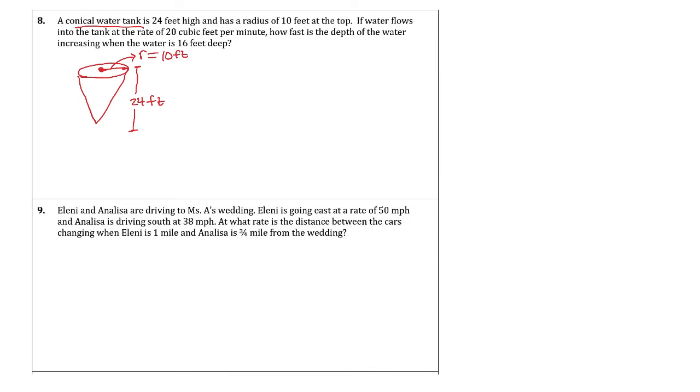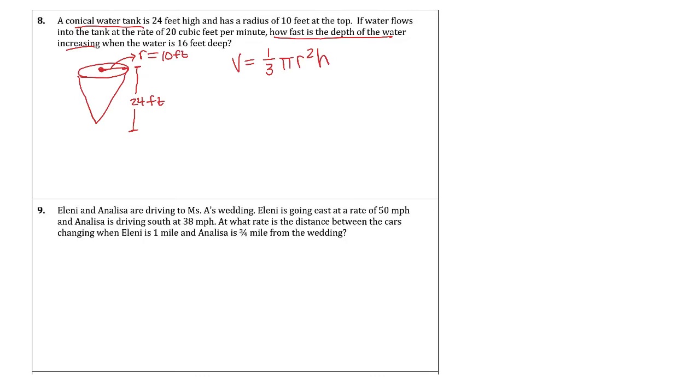So if water flows into the tank at a rate of 20 cubic feet per minute, how fast is the depth of the water increasing? So we need the volume of a cone, which is going to be 1/3 pi r squared h. Now, if we do our derivative here, we've got to have the product rule, and we really don't want to do that. We are looking for how fast the depth of the water is increasing.